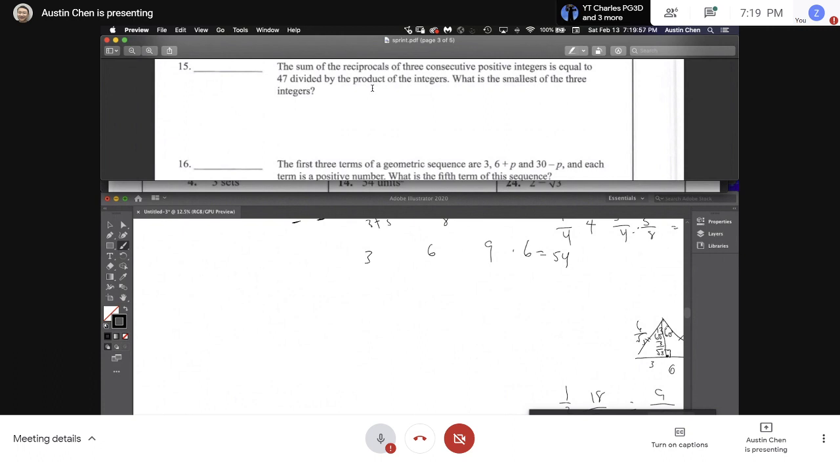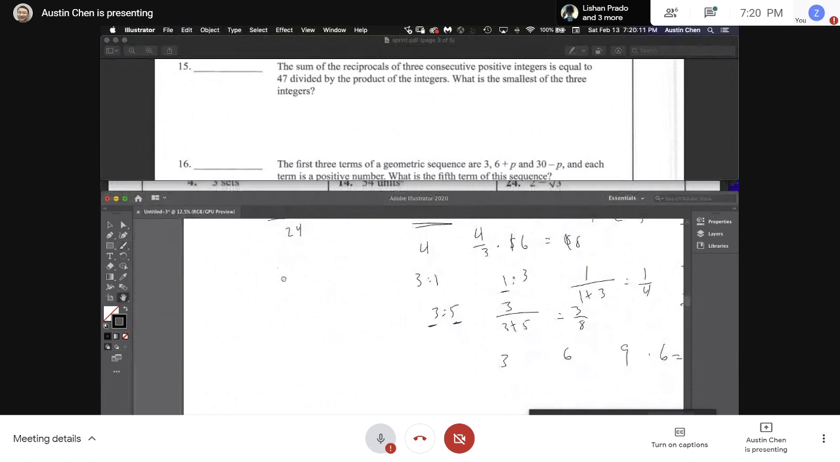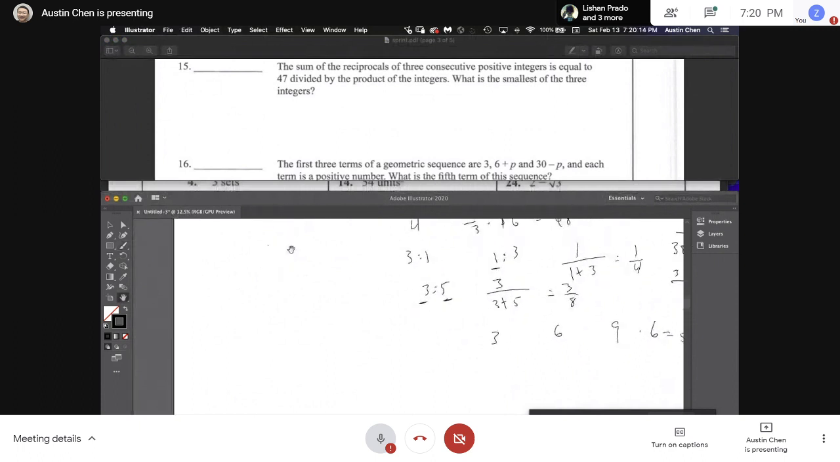The sum of the reciprocals of 3 consecutive positive integers is equal to 47 divided by the product of the integers. What is the smallest of the 3 integers? Okay, so let's just label the integers as something.